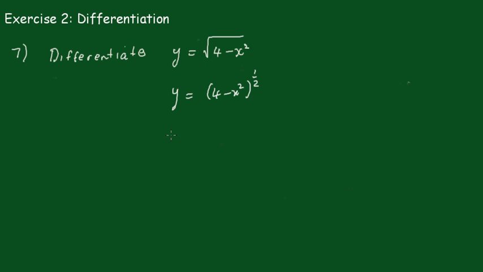So what I'll do here, I'll just go y dash equals this half comes down the front. So that's a half outside of 4 minus x squared. Take a 1 away from that, gives you minus a half. Now look inside of these brackets and differentiate what's inside, and we get minus 2x. And of course, tidying that all up, that becomes simply minus x all over the square root of 4 minus x squared.